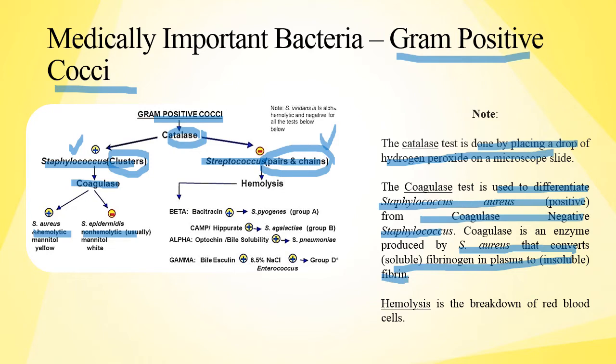Later we will have a video, so please watch that video. On the other hand, Streptococcus can be further divided into beta, alpha and gamma based on hemolysis testing. Hemolysis is a breakdown of red blood cells. Out of these three, beta is the most pathogenic Streptococcus.